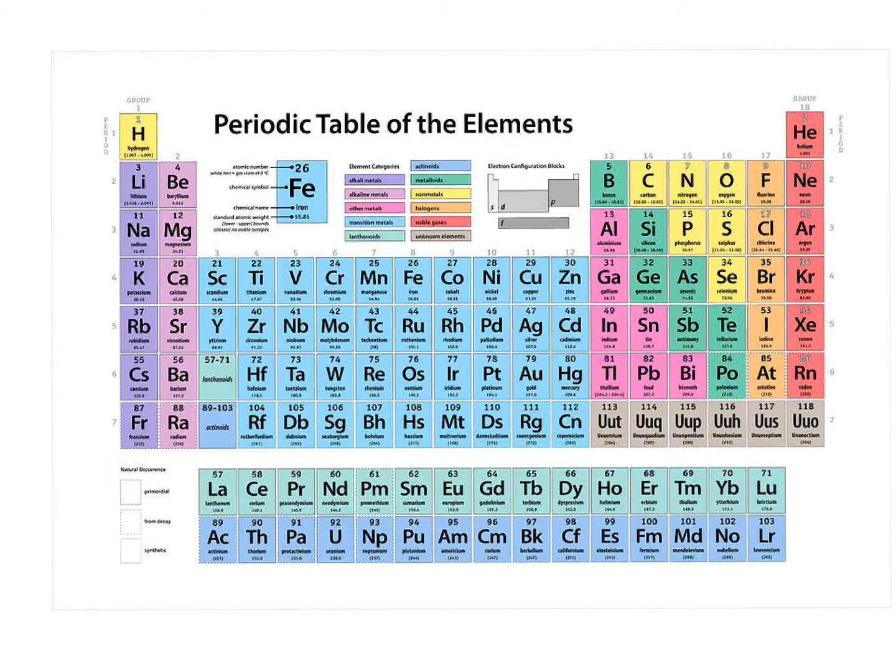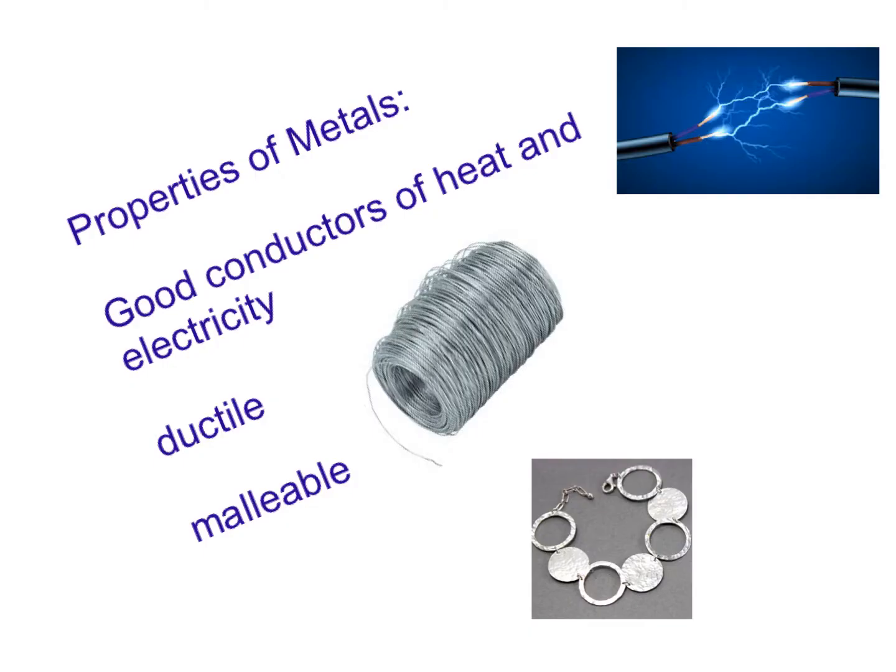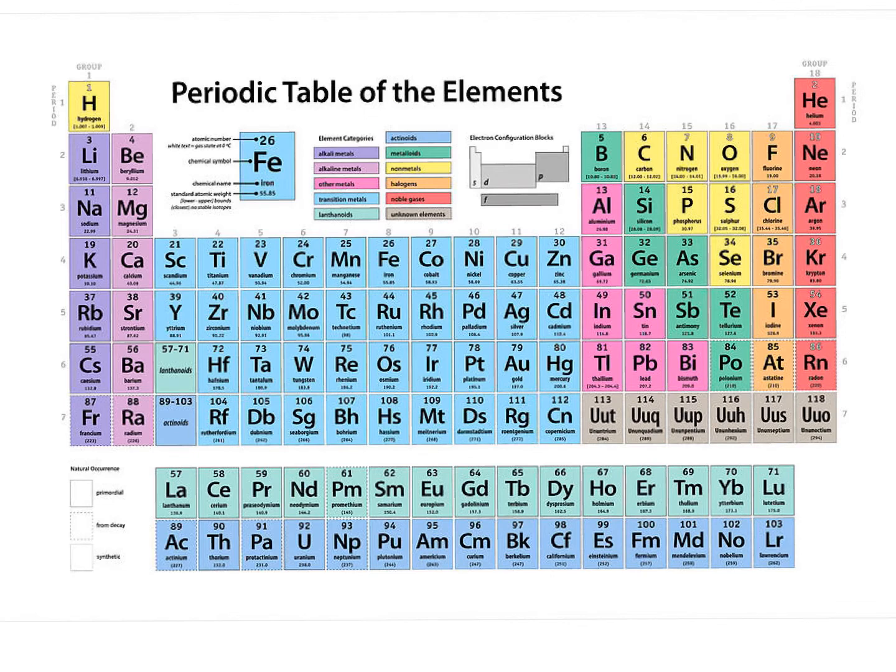Some properties of metals include that metals are good conductors of heat and electricity. They're also ductile, which means they can be drawn into wire, and malleable, which means metals are pretty easily hammered into different shapes. Metals can vary somewhat in their properties. Some metals are fairly soft and can be cut with a knife. Others are more brittle, and mercury is a liquid at room temperature.